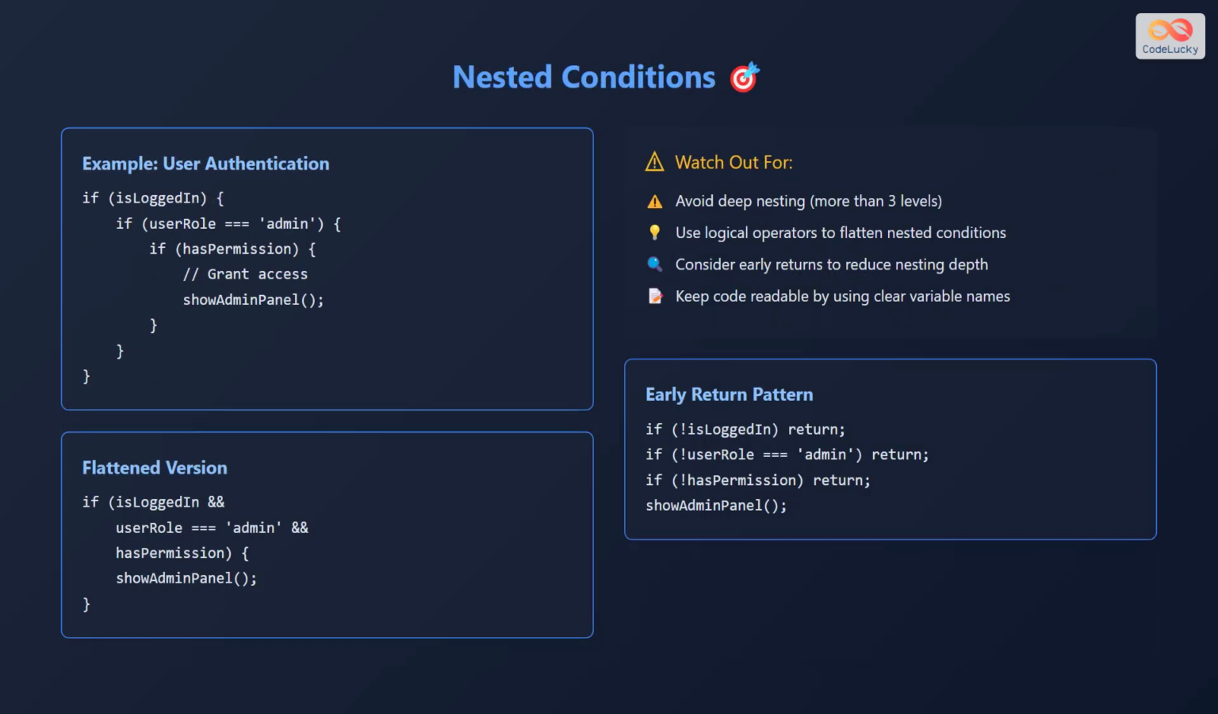Nested conditions are when you place one if statement inside another. Here's an example for user authentication. First, it checks if the user is logged in. If they are, it then checks if they are an admin. If they are an admin, it checks if they have the required permissions.